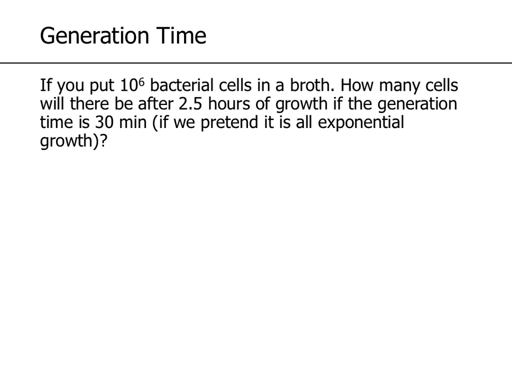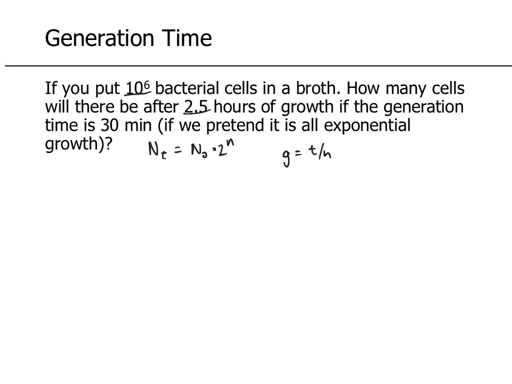All right, so I'm going to walk through this with you. Hopefully you've all thought about this yourself. So how do we go about solving this? What are the equations that we have? We have these two equations: the equation for the total number of cells, and the equation for generation time. So what have we been given in the problem? We have to figure out what these numbers are telling us.